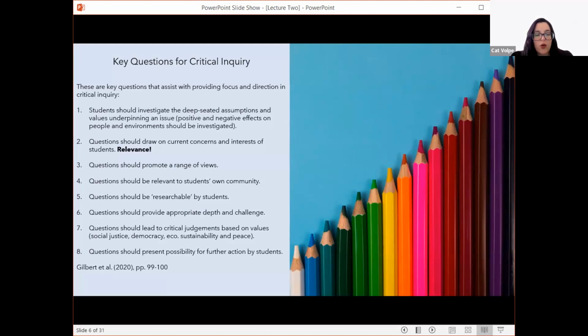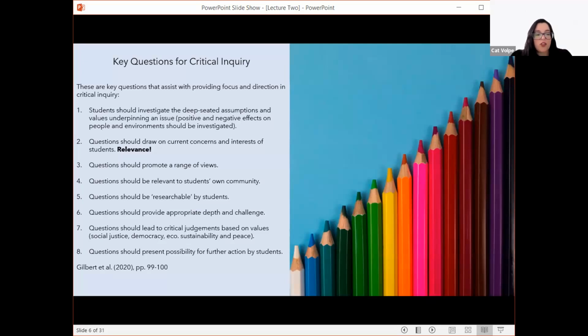Questions should promote a range of views, so perspectives. We will be looking at that in week 4. Questions should be relevant to students' own community. So this is bringing that local context into the classroom, which can help with number 2, which is the relevance.